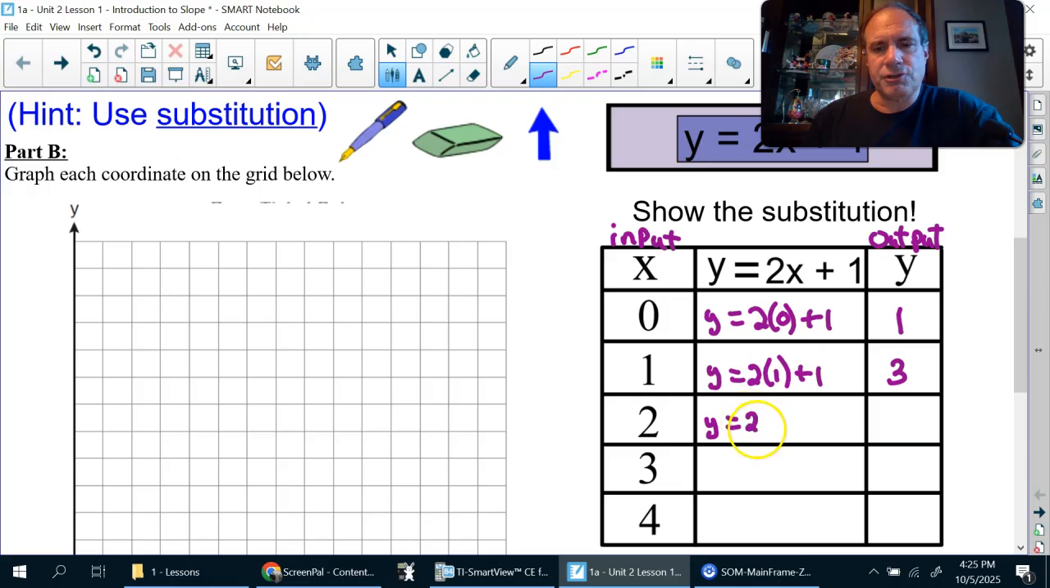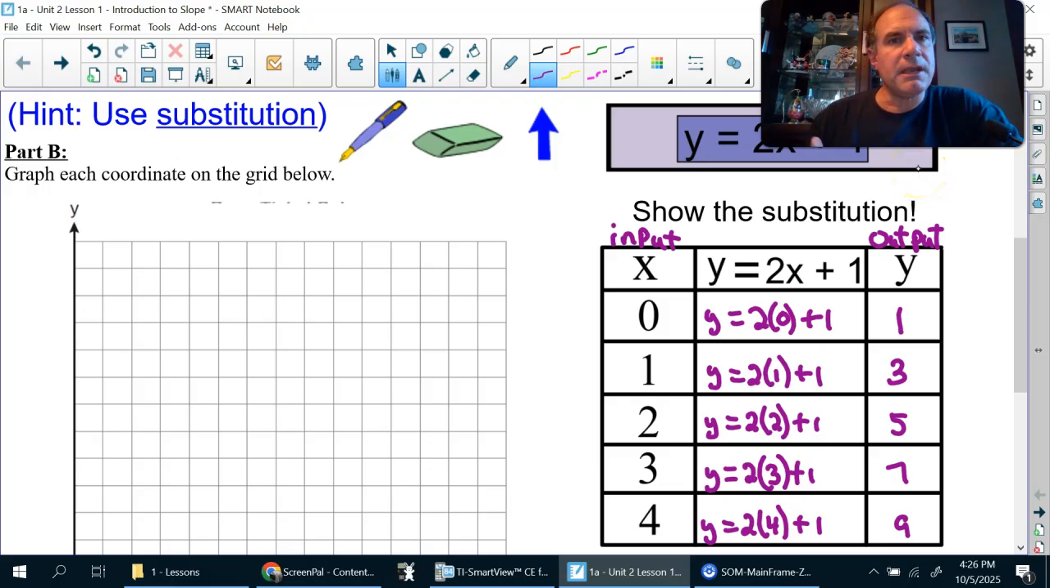We would substitute 2 in, plus 1, and that is 5. You substitute the 3 in, and that would be 7. And then finally, substitute 4 in, plus 1, and that would be 9.